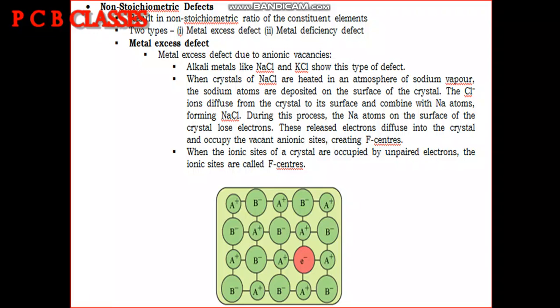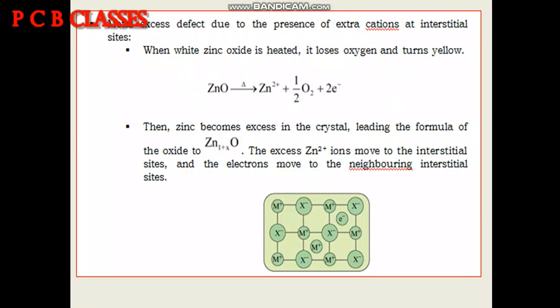Okay, कब होगा? You have to remember that whenever there is heating of an alkali metal in the presence of alkali vapor, then there will always be a non-stoichiometric defect. Okay, क्या फर्क पड़ेगा? This always shows color. Sometimes, if you get any question like why lithium chloride gives this color or sodium chloride gives this color, the simple and short answer is because it has F centers.